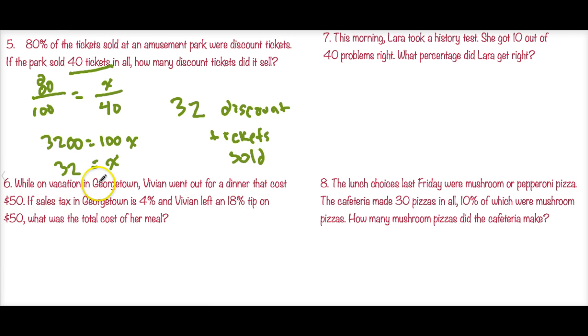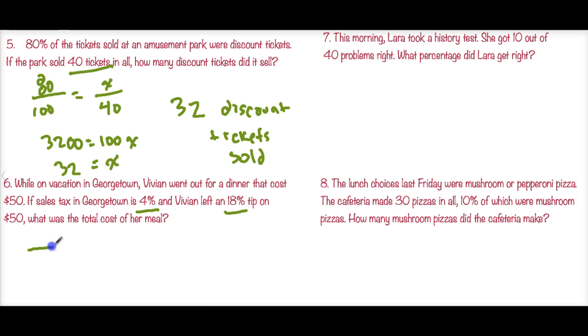Number 6, while on vacation in Georgetown, Vivian went to dinner that cost $50. If sales tax in Georgetown is 4% and Vivian left an 18% tip on the $50, what is the total cost of her meal? So for this problem, hopefully you've been out to dinner before and you've paid attention with what your parents have done, because your tax has got to happen first and then your tip will happen second. So that's going to affect your answer if you didn't do it in that order.